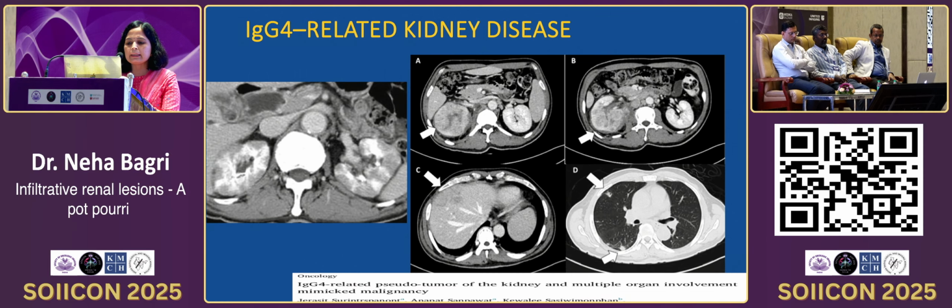IgG4-related kidney disease can sometimes be difficult to diagnose. It can present as bilateral infiltrative lesions in the kidneys or as just simple infiltration throughout. Plus, you can see in this case, this is from a journal, infiltration into the kidneys, liver and small patchy infiltrates in the lungs. So this can be a very close mimicker of malignancy, and these are usually diagnosed on histopathology only.